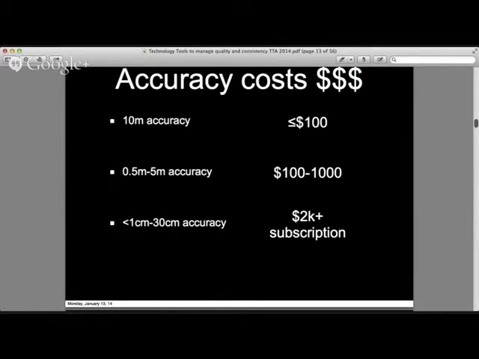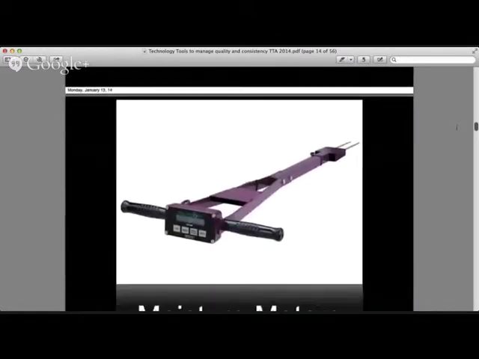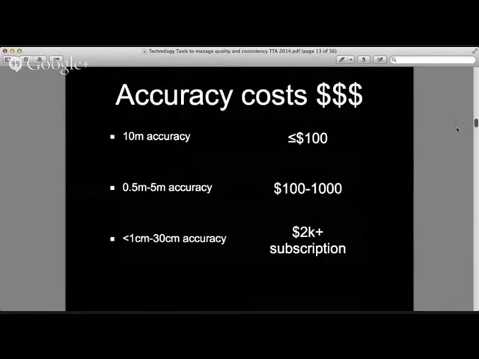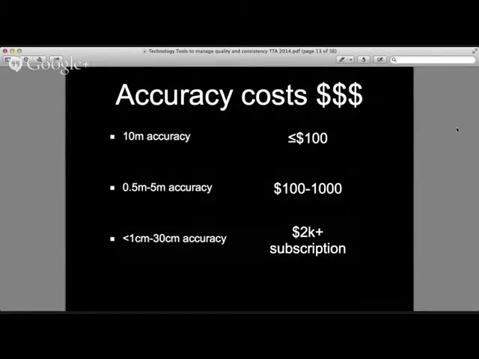So at the end of the day, accuracy costs money, and I think right now we're at a point where that half a meter to 5-meter accuracy is a level that makes sense for an end user like a golf course superintendent, because there are pieces of equipment in that $100 to $200, $300 range that give us the kind of accuracy that we need in terms of making some measurements.